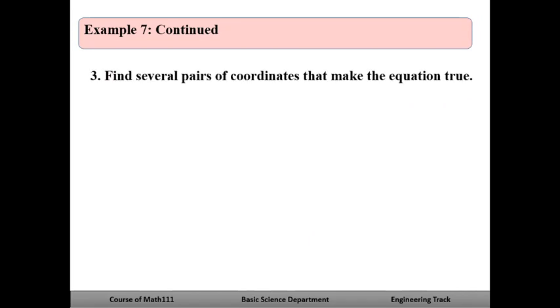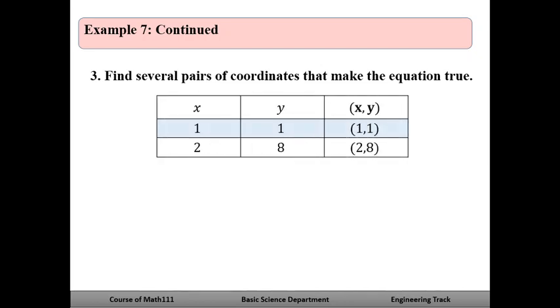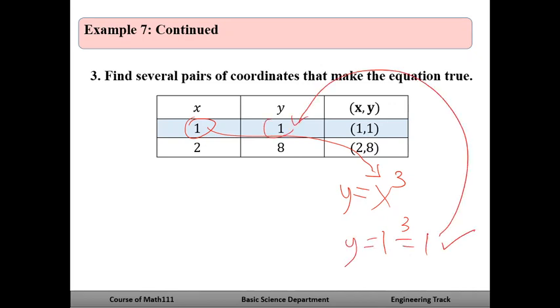And now the next thing is to find several pairs of coordinates that make the equation true. So you pick some points. Generally what we pick is small numbers. I pick 1, I put it here, so you get 1 cubed, so y is equal to 1 cubed, it's 1, so you put it here. And for 2, do the same thing. Put 2 here, you get 2 cubed, y is equal to 2 cubed, y is equal to 8, so you put it here.